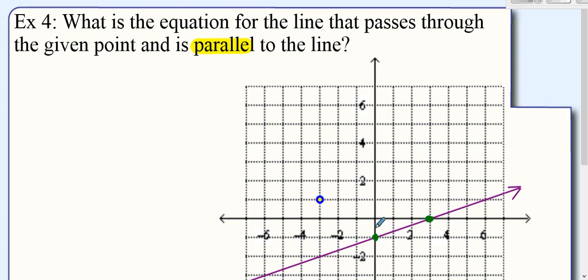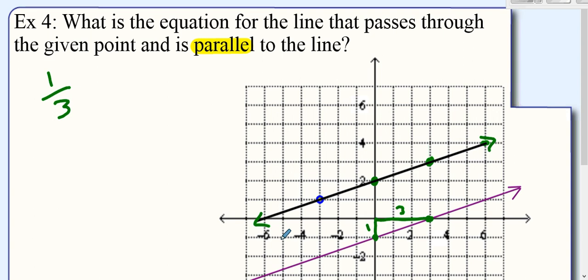So to get from one point to the other, it goes up 1 and over 3. That's your slope. Up 1 over 3. So from this point, we're going to do the same thing. We're going to go up 1 over 3. Up 1 over 3. We can continue it out as much as we want. And then you can draw the line. You can see that they're parallel.